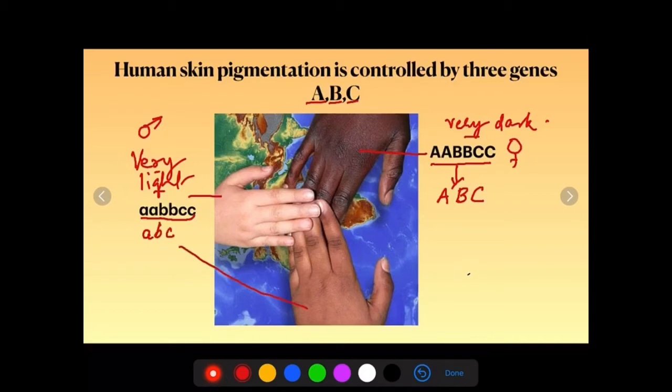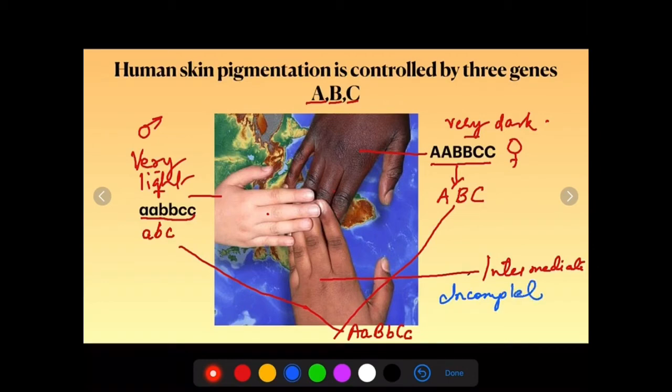Now when both of these combine, the genotype is capital A, small a, capital B, small b, and capital C, small c. According to Mendelism, if it follows complete dominance, it could be dark, but practically in the human population it has been observed that if the parents are like this, the color is intermediate, brown skin color. It is a mixture of these two skin types. So if these two blend, then the progeny has this intermediate color. Now here it is an example of incomplete dominance. So this follows incomplete dominance.